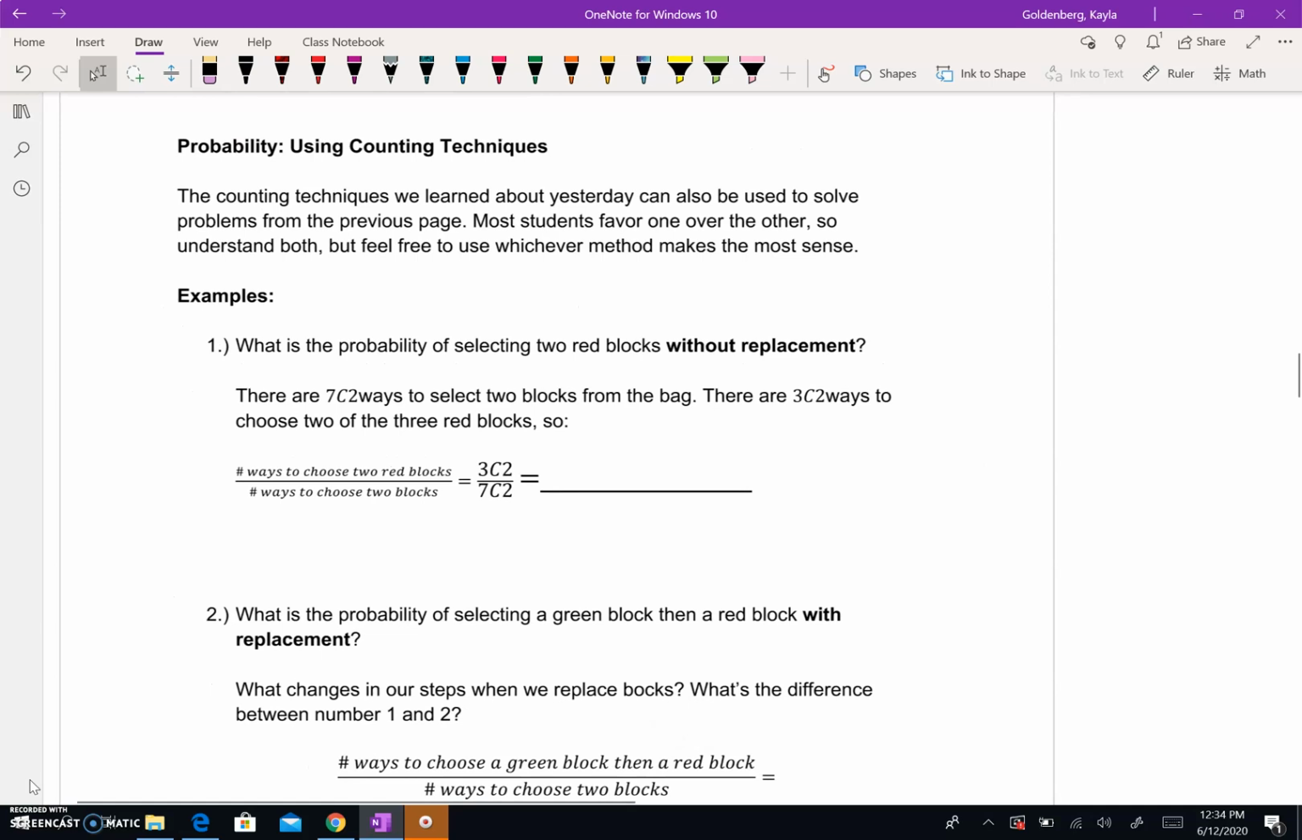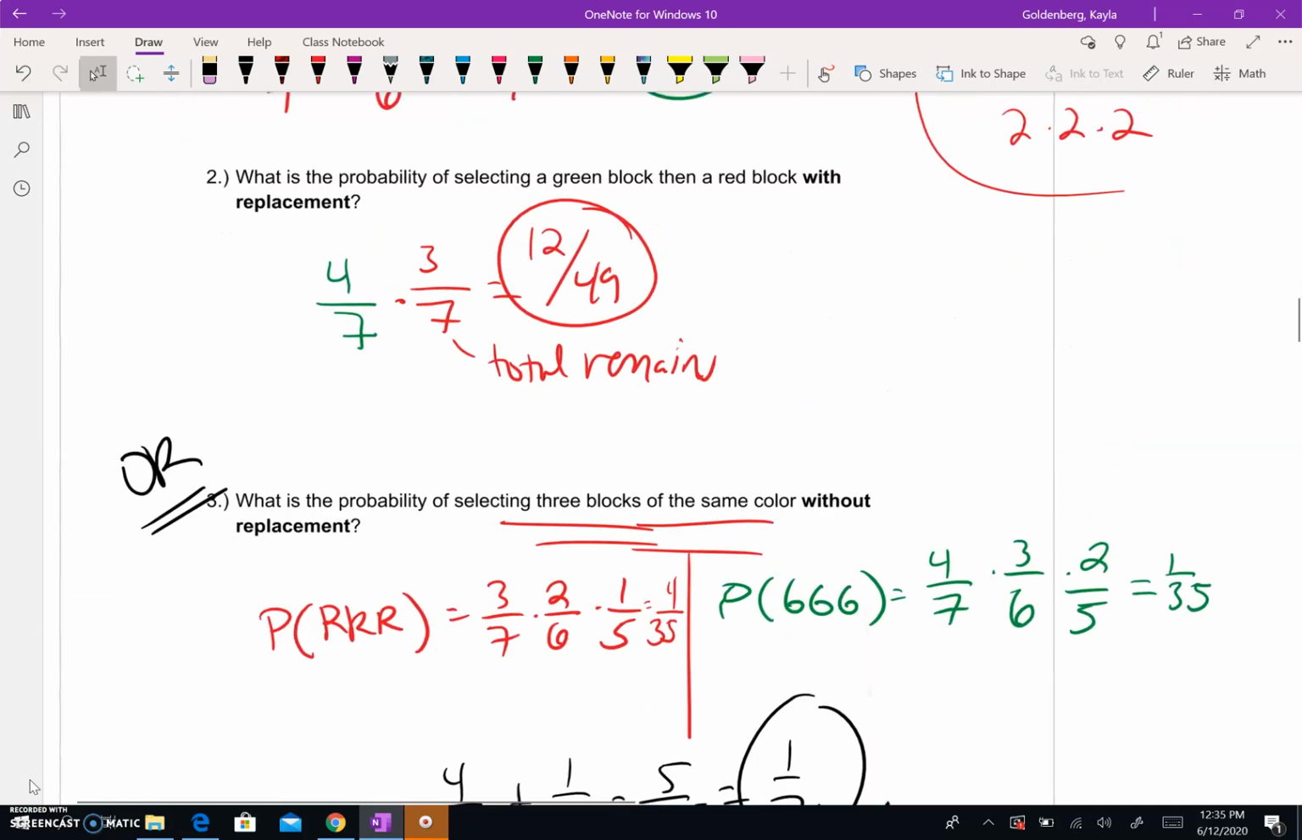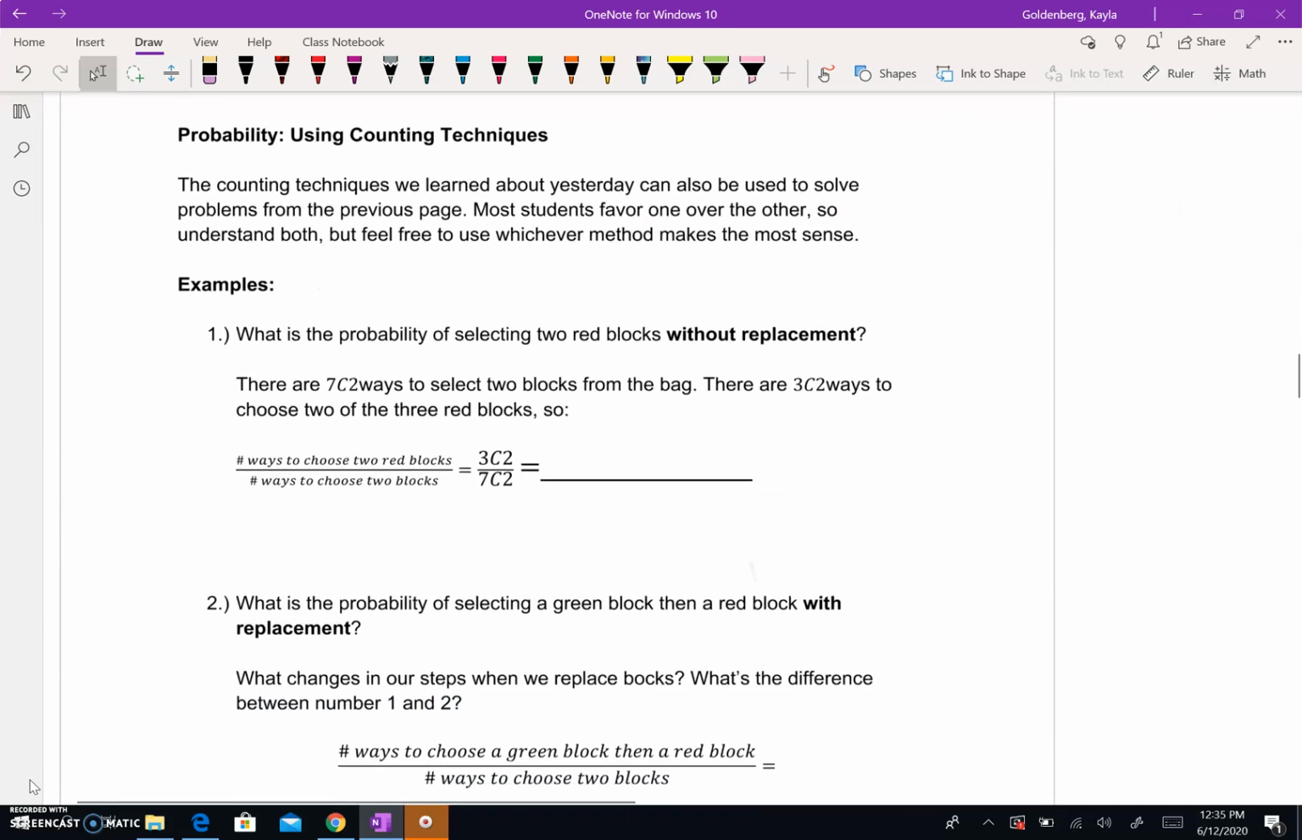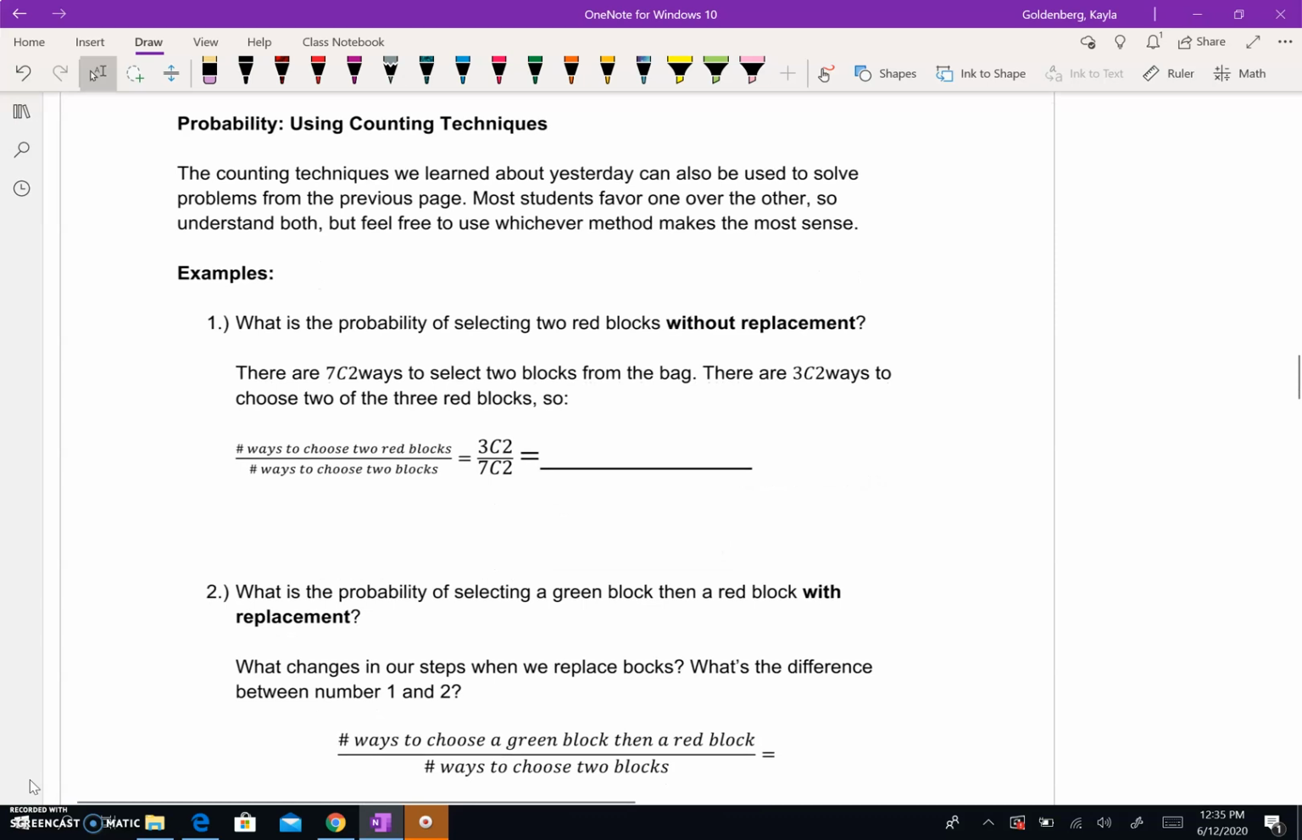Just to be perfectly honest, I prefer solving it this way, using fractions, percentages, and probabilities. I don't think combinations really come naturally to me. Some people really like it this way though, so I wanted to give you the ability to choose which method you want. So, number 1, what is the probability of selecting 2 red blocks without replacement?